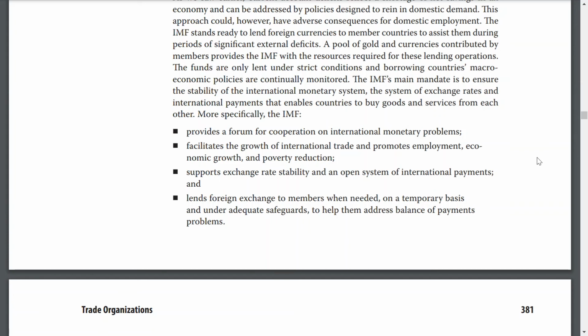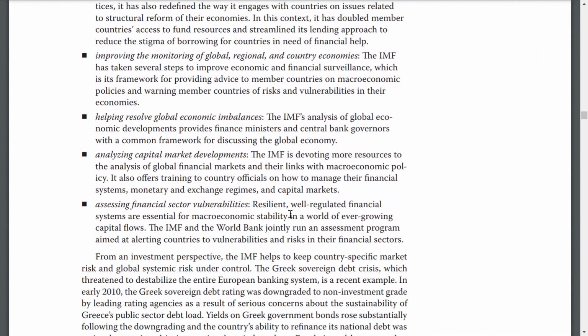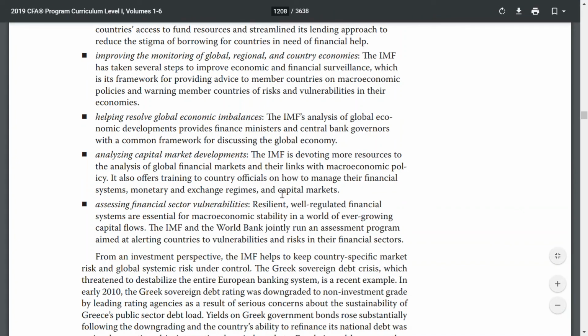The global financial crisis of 2007-2009 demonstrated that domestic and international financial stability cannot be taken for granted, even in the world's most developed countries. In light of the events, the IMF has redefined and deepened its operations by enhancing its lending facilities, improving the monitoring of global, regional, and country economies, helping resolve global economic imbalances, analyzing capital markets and development, and assessing financial sector vulnerabilities.